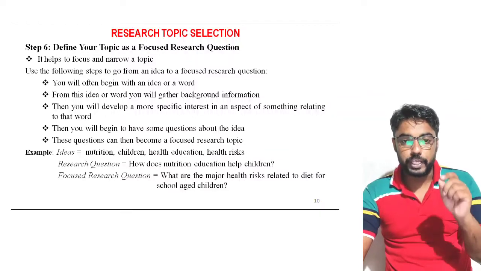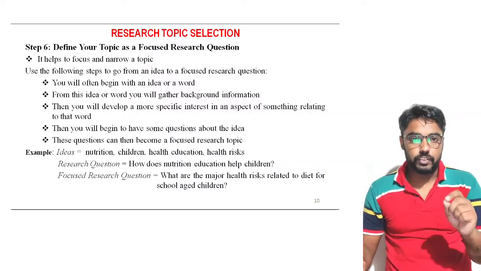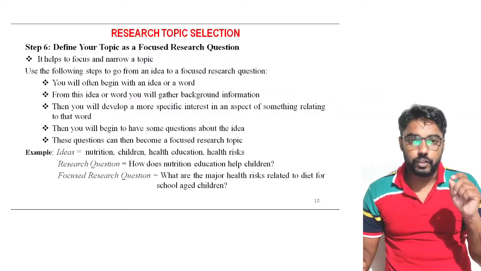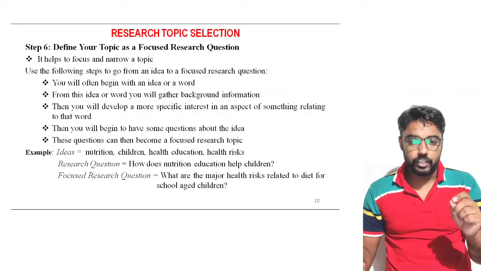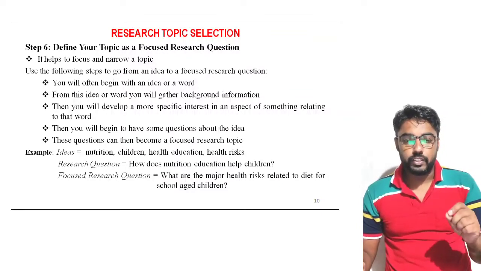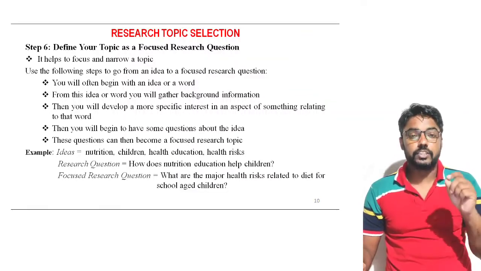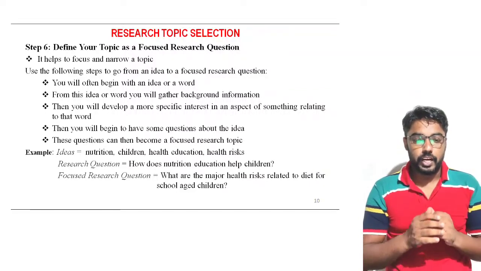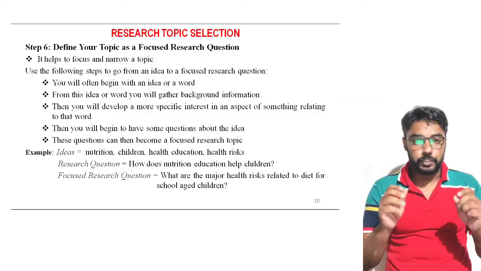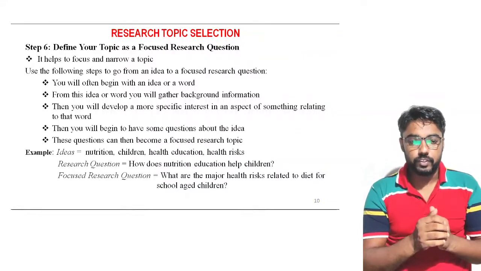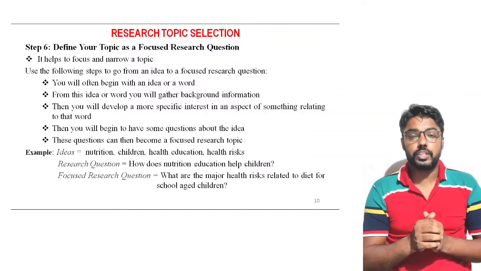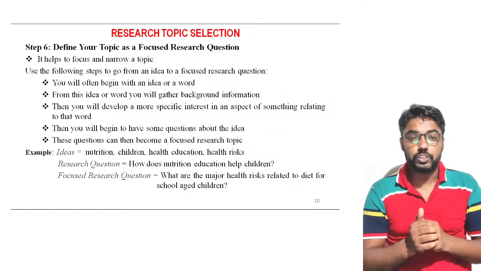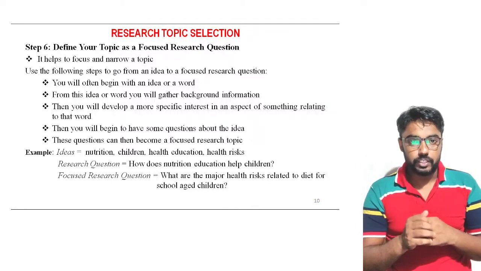First, you begin with an idea or word. Using that, we gather background information on this idea or word, and we develop a more specific interest in aspects related to it. After that, we begin to have some questions about the idea, and we make this question become the focused research topic. These are the steps involved.